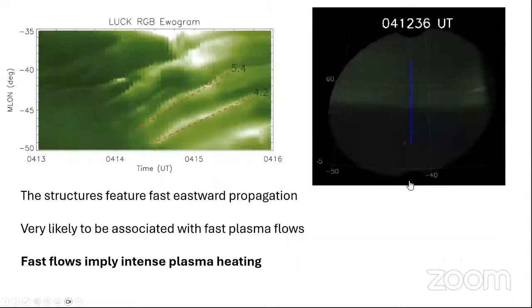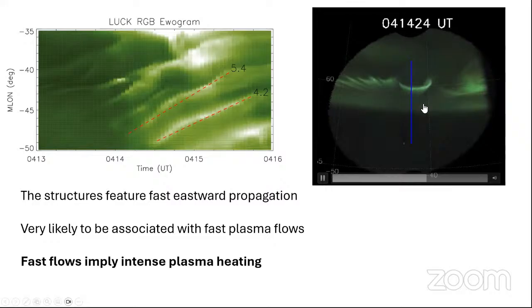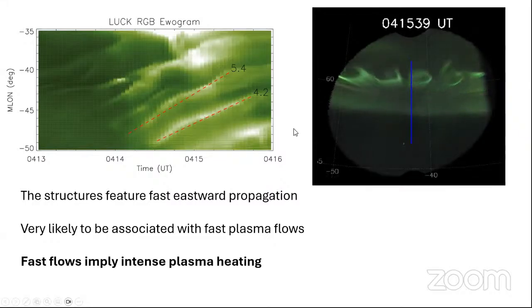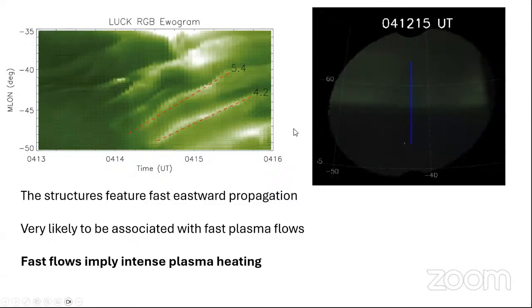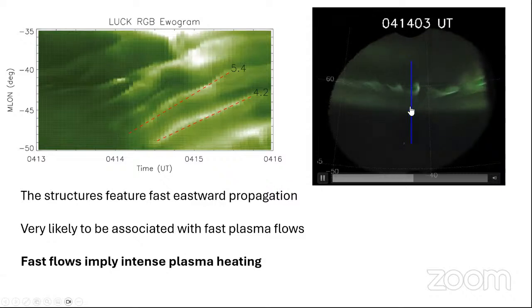So here's the movie from our TREX RGB camera. The blue line here indicates the scan line of the meridian spectrograph. I just want to bring your attention to the rapid eastward motion. I will play it again, and just bring your attention to the rapid eastward motion of this curve structure.